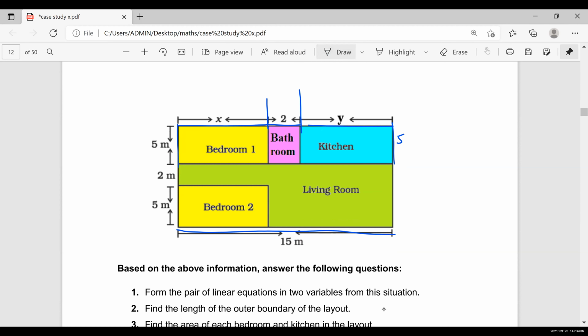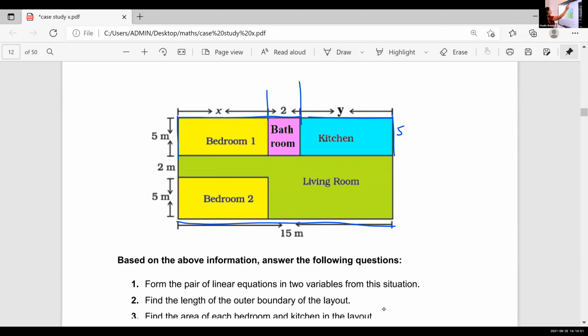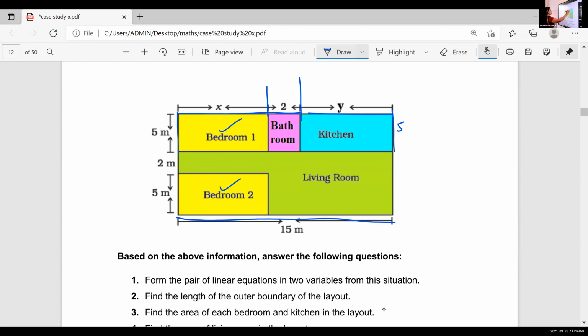Ma'am, area of all 3 together will be? But in that question, 95. Yes. Okay. Area of the 2 bedrooms and kitchen, if you take it, it is 95. So what is the equation you will get? What is the area of the first bedroom?